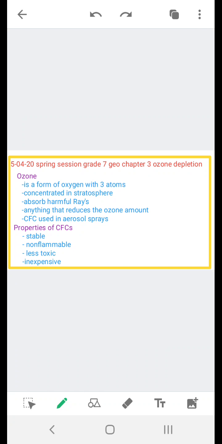Welcome students in Geo online class, and today we are going to start section 3 of chapter 3, that is ozone depletion. So please open page number 14. Let's start.